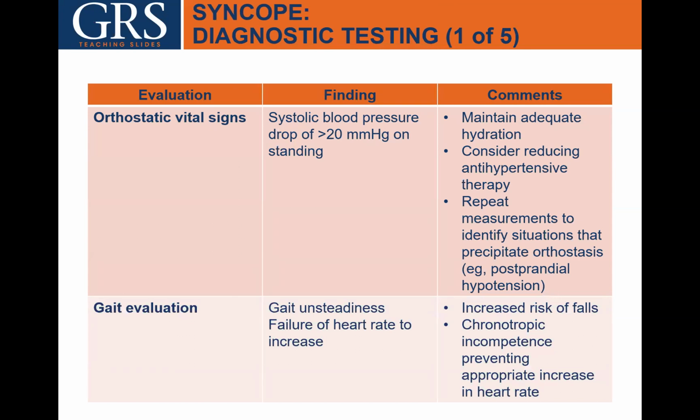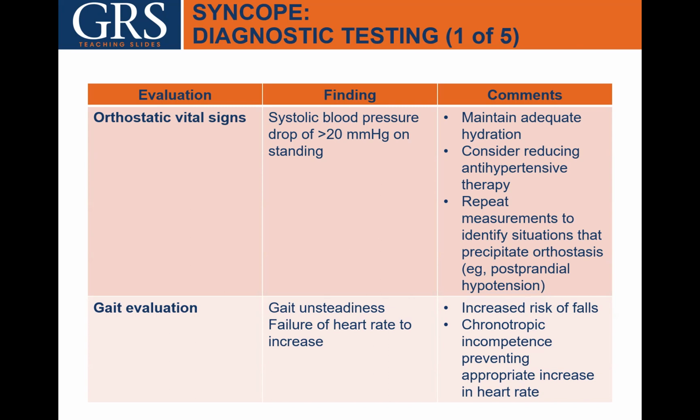So for orthostatic vital signs, we should let the patient lie on the bed for 1 to 3 minutes and measure their blood pressure, and then after that let them stand up and stay there for 1 to 3 minutes and measure blood pressure again.